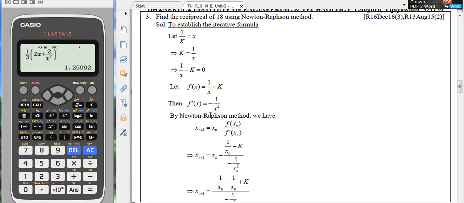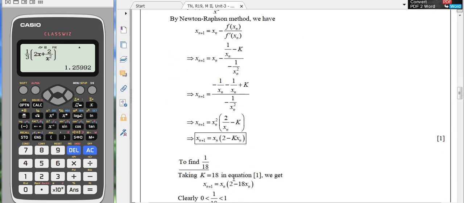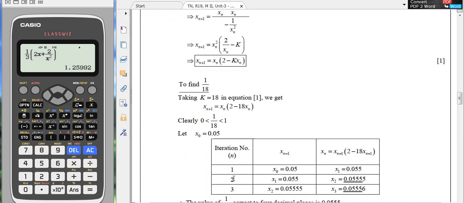And then by Newton-Raphson method we have x n plus 1 is equal to x n minus f of x n by f dash of x n, and by substituting f of x n and f dash of x n, and on simplification by considering LCM, we can have the iterative scheme, simplified, as x n plus 1 is equal to x n into 2 minus k x n. So this iterative scheme is to be used to calculate the reciprocal of any number k. To get 1 by 18 in particular, you need to take k value as 18 in the above equation to get the iterative scheme as x n plus 1 is equal to x n into 2 minus 18 x n.